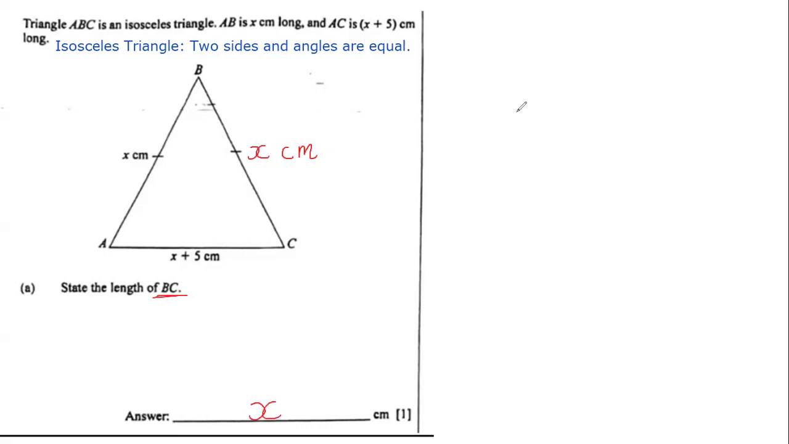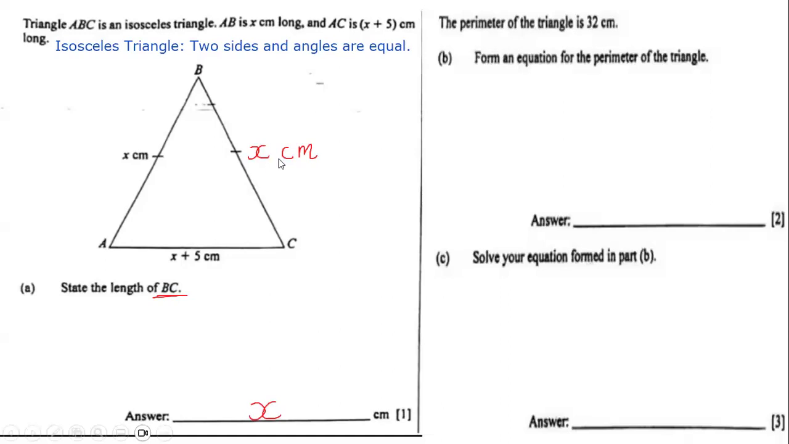The next question says, so we already know that it's X centimeters. Let's read this next question. The perimeter of the triangle is 32 centimeters. B. Form an equation for the perimeter of the triangle. Very good. So how are we going to form this equation?